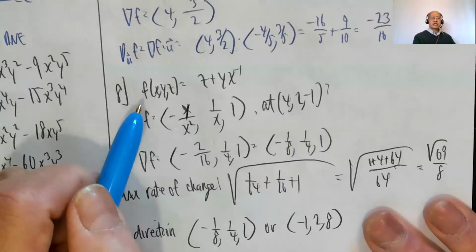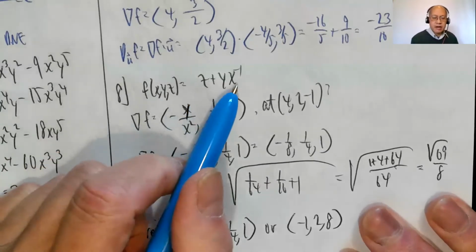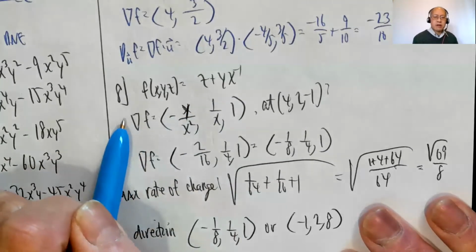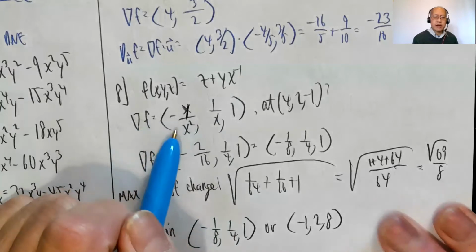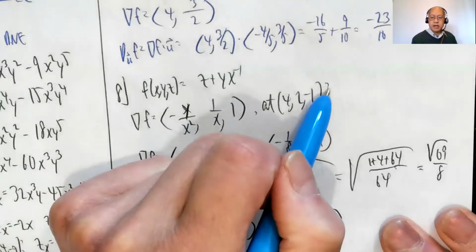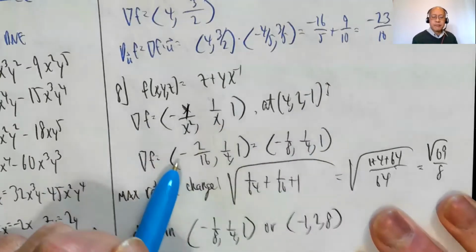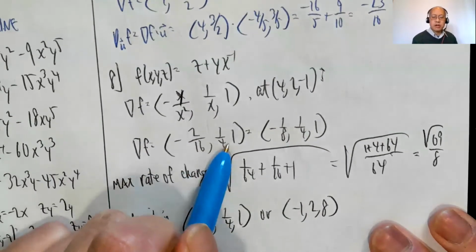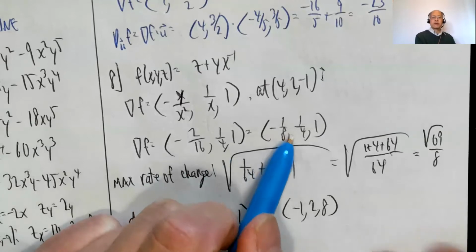Number eight, f of x, y, z is z plus y over x, and negative 1. The gradient vector grad f or del f is negative y over x squared, 1 over x, 1. At the point (4, 2, -1), that should be a colon there, sorry, negative 2/16, 1/4, 1, or negative 1/8, 1/4, 1.